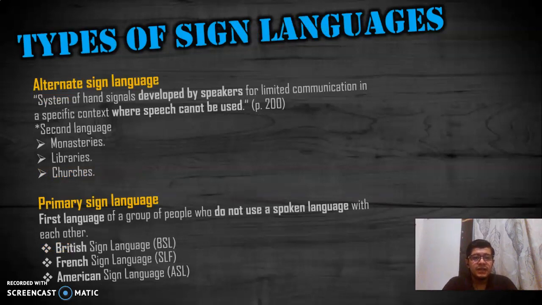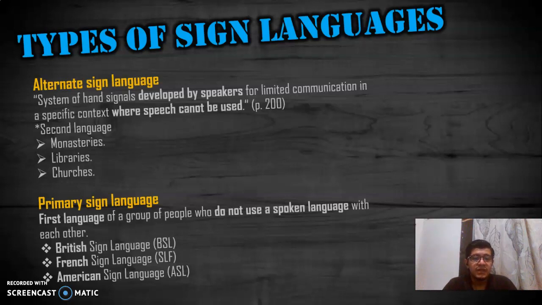The types of sign language, we have two types. The first one is the alternate sign language. This is used in some monasteries, libraries, churches. And the second is the primary sign language. This is like the official one. For example, if we are in El Salvador, the official primary sign language is the Salvadoran sign language.